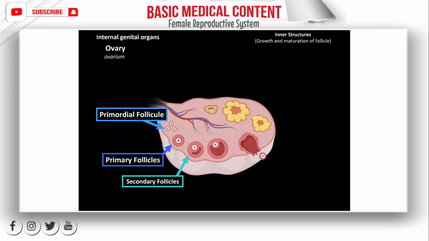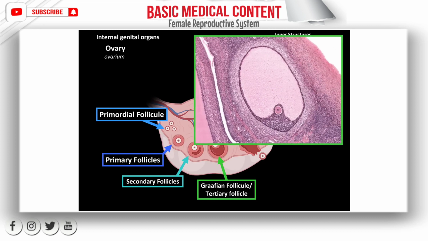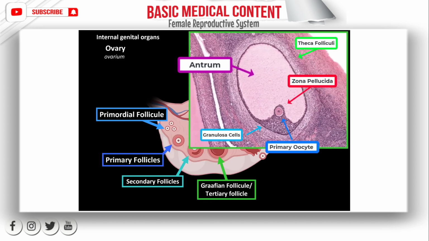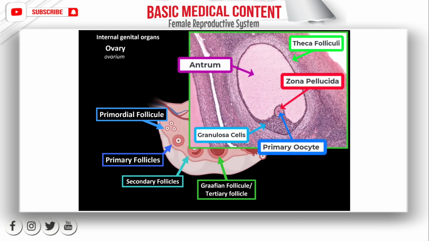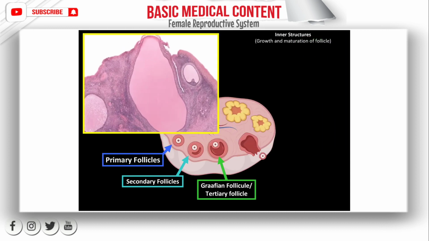Eventually, as the follicle grows bigger, it becomes a Graafian follicle or tertiary follicle with a large antrum as well as all the other parts that we talked about. Now, the tertiary follicle will start to bulge out. Literally, it will start to bulge out from the surface of the ovary. And just prior to ovulation, that's when the secondary oocyte occurs and ovulation happens.